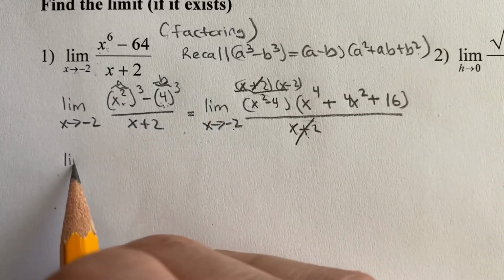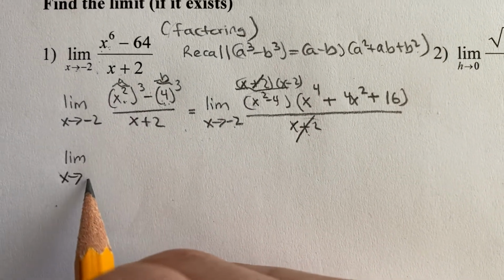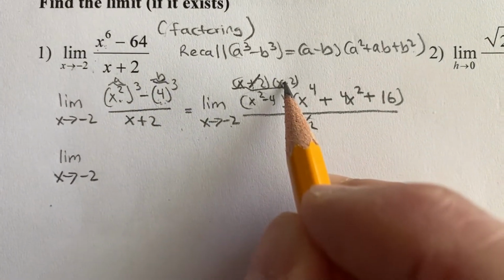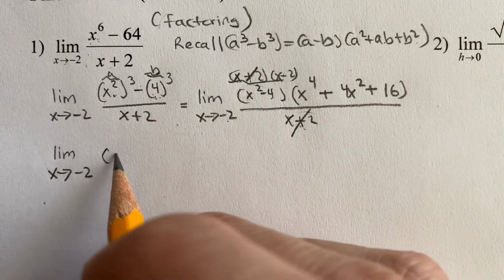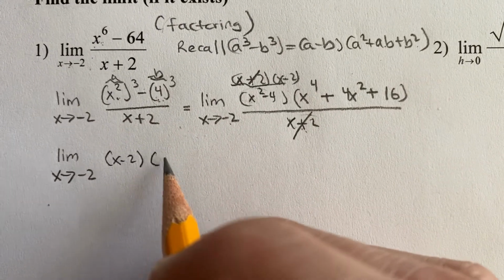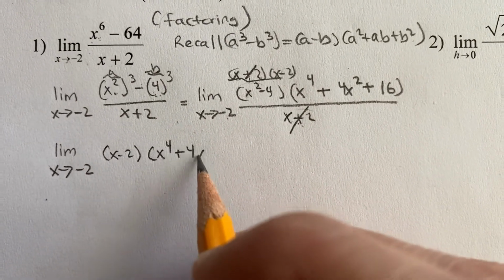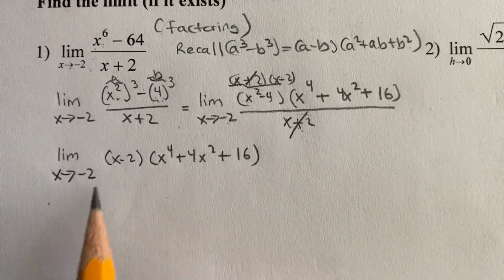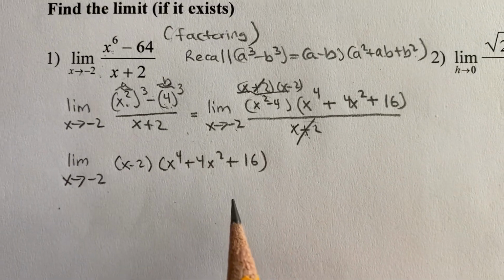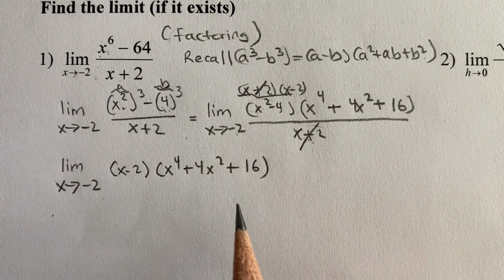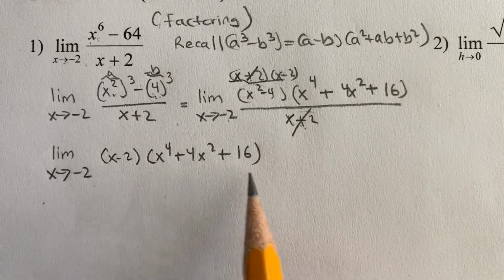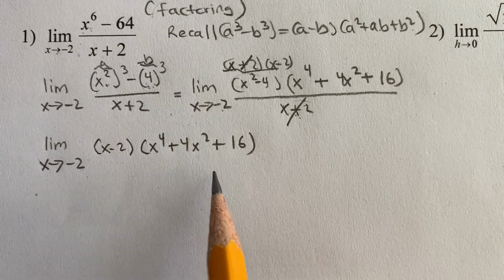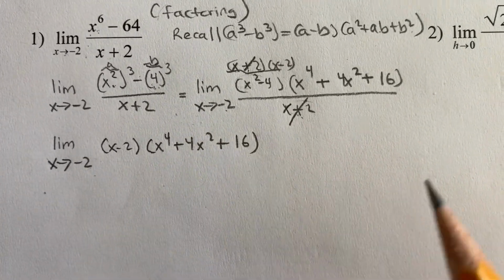And so the x plus 2's are going to cancel out over here. What you're left with is the limit as x approaches -2 of x minus 2 times x to the 4th plus 4x squared plus 16. Now, if you plug in -2 into this expression, there's no 0 in the denominator that you have to worry about, and you can just use direct substitution.